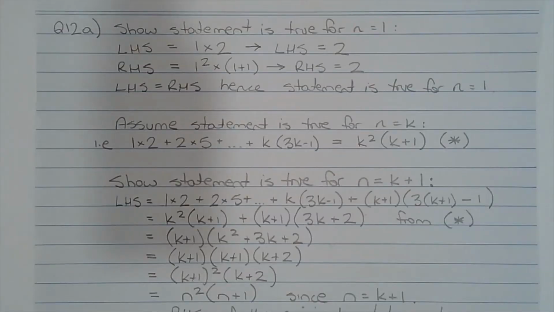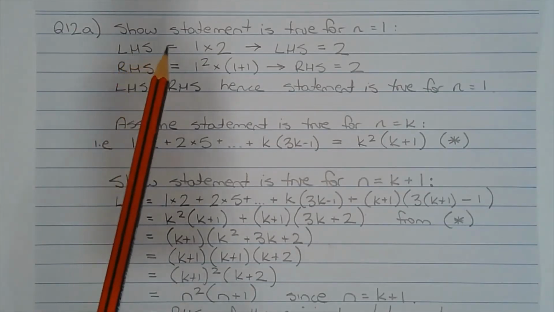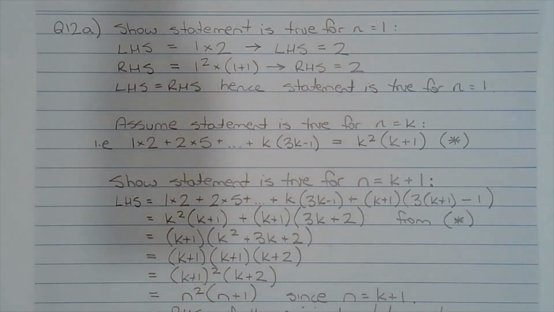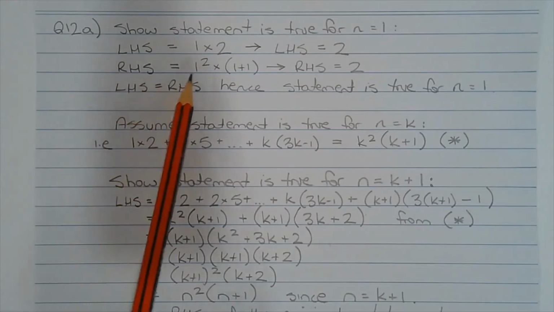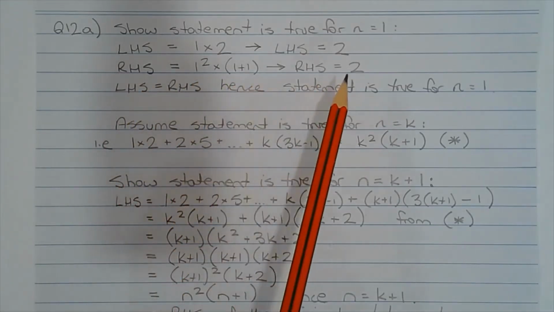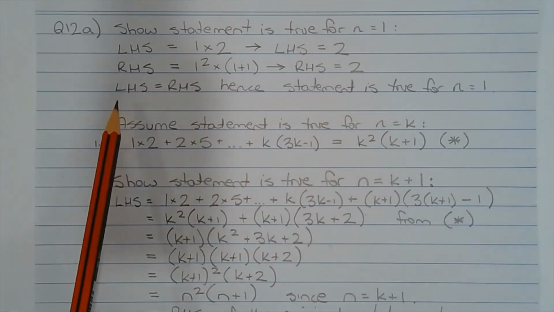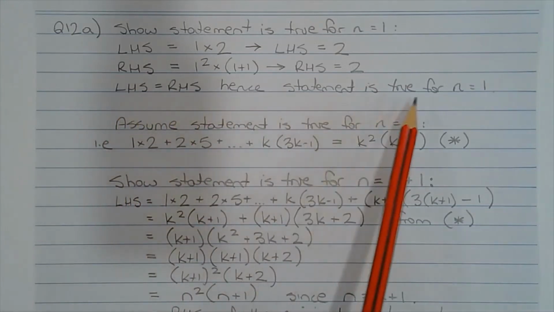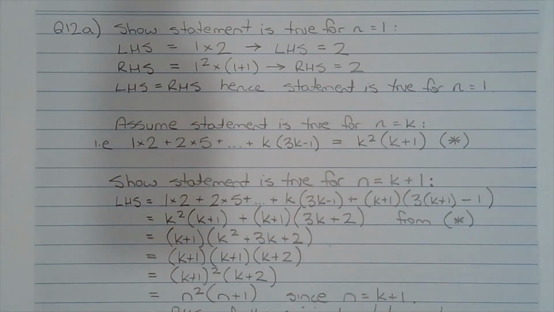The first step is to show the statement is true for some value of n. And in this case, the smallest value of n that we can choose is n equals 1. From the left-hand side, we have 1 multiplied by 2, which equals 2. And from the right-hand side, we have 1 squared multiplied by (1 plus 1), which also equals 2. Left-hand side equals right-hand side, hence the statement is true for n equals 1.